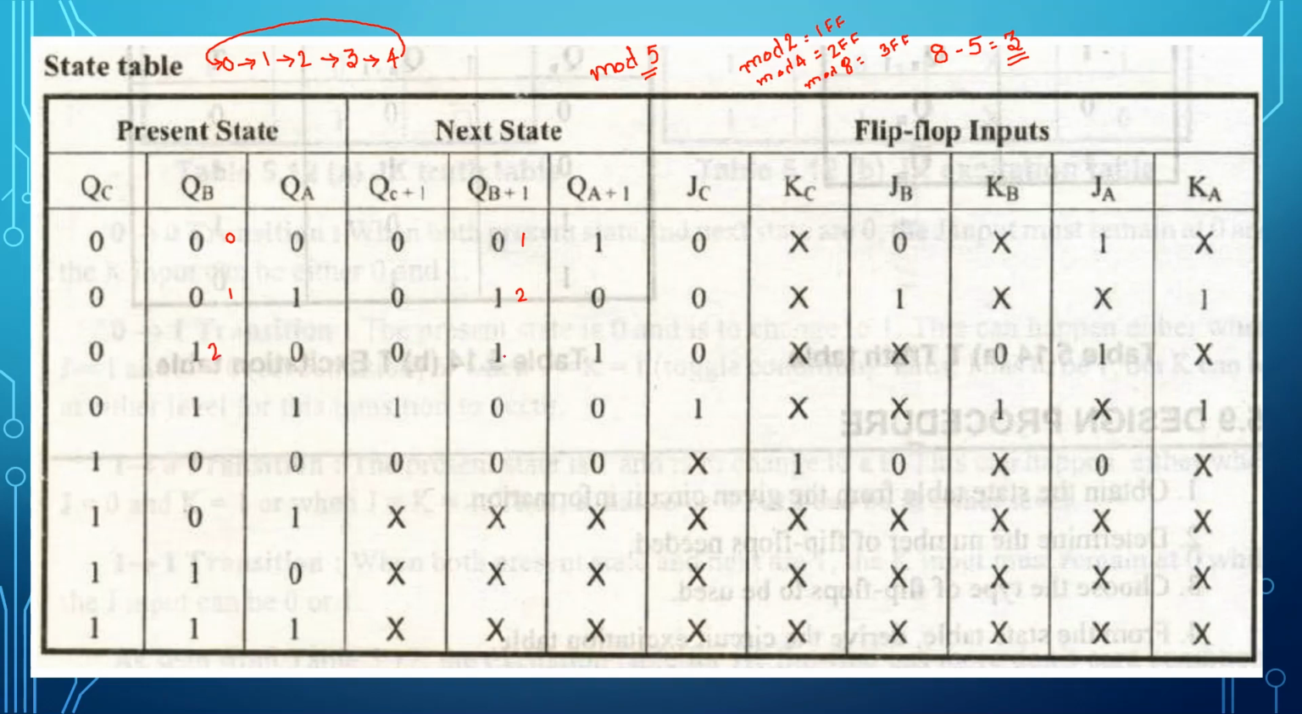And after 2, the next state should be 3. Sorry, it is 3 here. After 3, the next state should be 4. After 4, what should be the next state? My next state should be 0 itself.